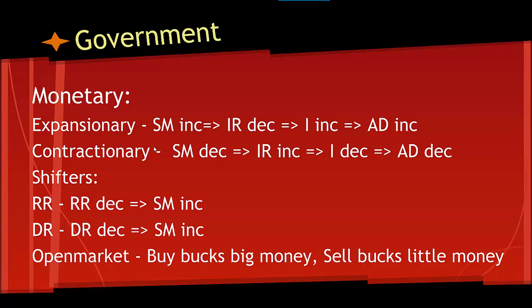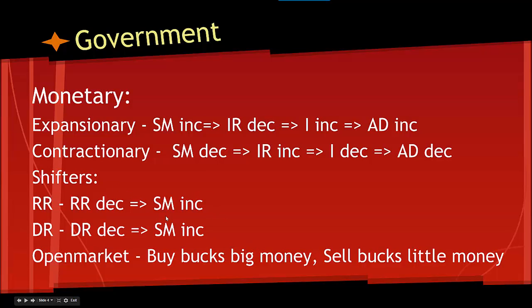You have some shifters here. Your reserve ratio is an inverse property. If your reserve ratio decreases, then the supply of money will increase. And you have your discount rate, which is the rate that banks charge each other to loan. If your discount rate decreases, then your supply of money will increase. Vice versa, it's an inverse relationship between these two. It's a helpful thing to remember.